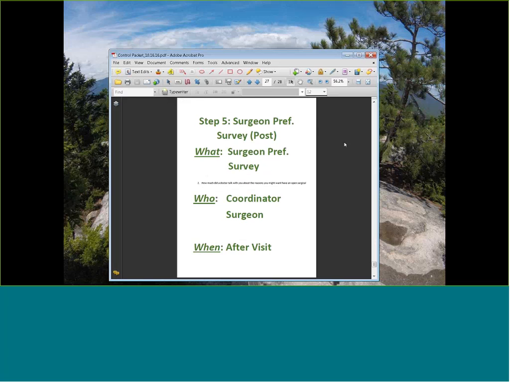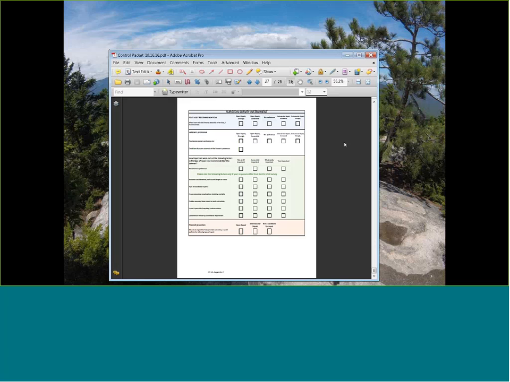Then lastly, the last step is a surgeon survey that is performed after the clinical interaction, or the post-surgeon survey, as we like to call it. Again, the coordinator and the surgeon are the people who are involved in this part of the process, and it's performed after the visit. It's a very brief survey instrument, and essentially it replicates many of the questions that were asked beforehand. It's just intended to see if the surgeon had changed his or her mind after seeing the veteran in person. So that's our 5-step process, our brief 5-step process to help you efficiently complete our forms.